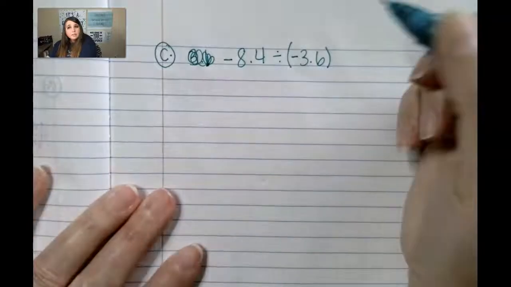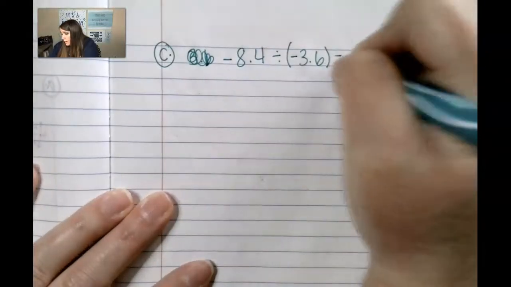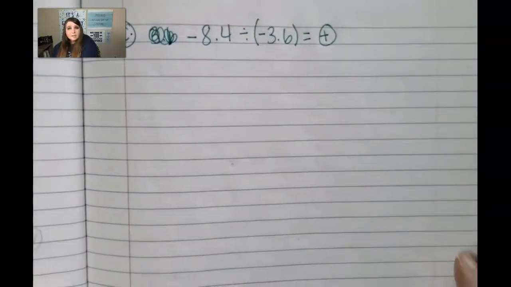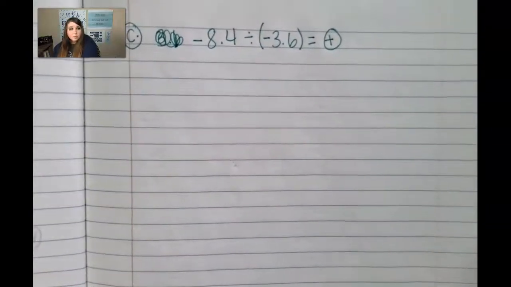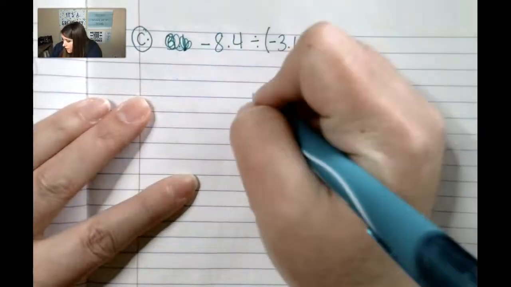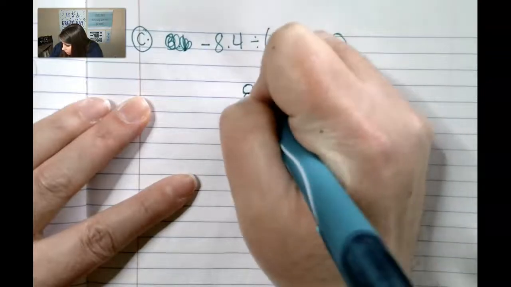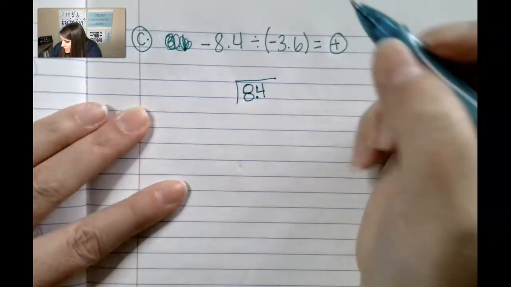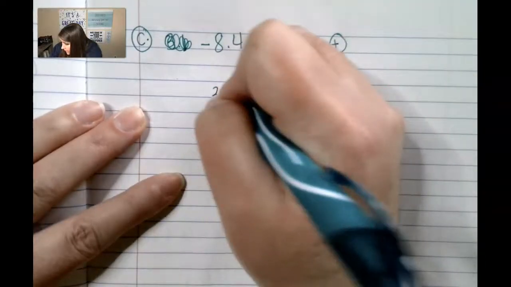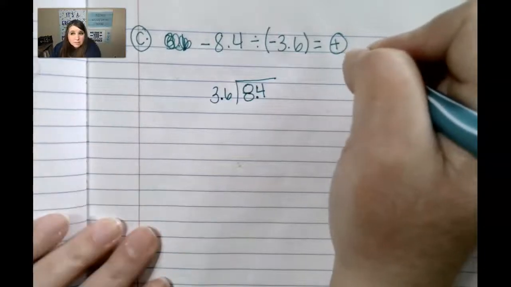Okay, so right away let's talk about negative times a negative, or a negative divided by a negative. We know we're going to end up with a positive. So now we can ignore those signs until the end, and we don't need to put a positive sign. Okay, so we have negative 8.4 or 8.4. Let's just put 8.4 in. And that is divided by 3.6. Again, I'm ignoring the negative symbols, because I already know I'm just going to end with a positive.